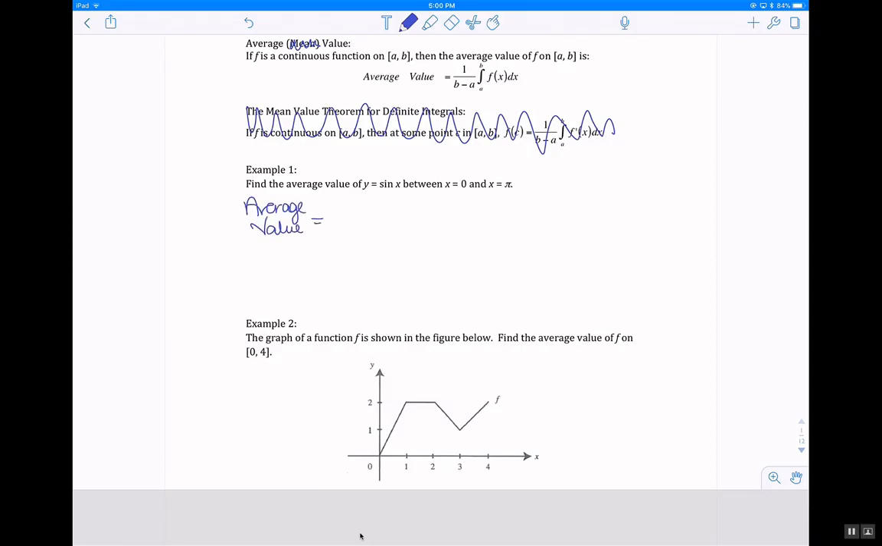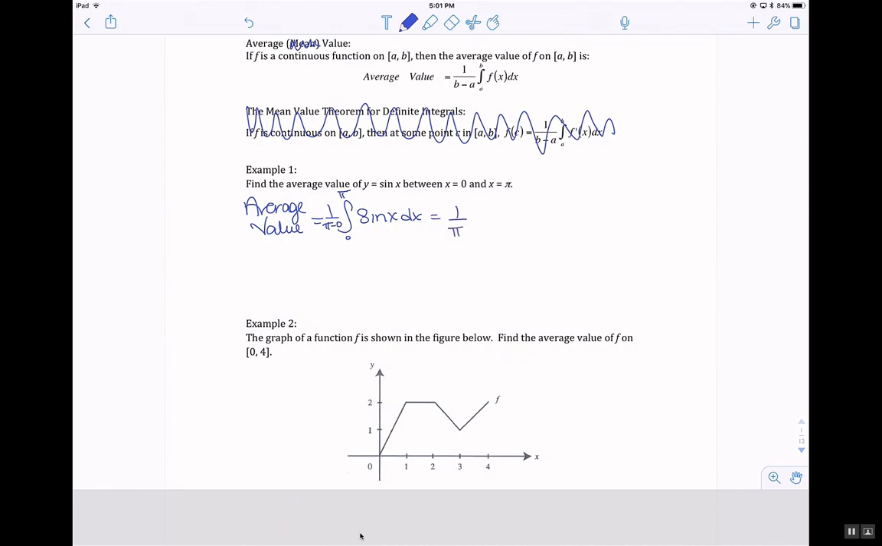So I want to find the average value of example 1. 1 over pi minus 0, antiderivative 0 to pi of sine of x dx. And then I could do this by hand, or I can use FNet. So 1 over pi negative cosine of x, 0 to pi. So I get 1 over pi cosine of pi plus, and that should be negative, plus 1 over pi cosine of 0. And so I get 2 over pi.